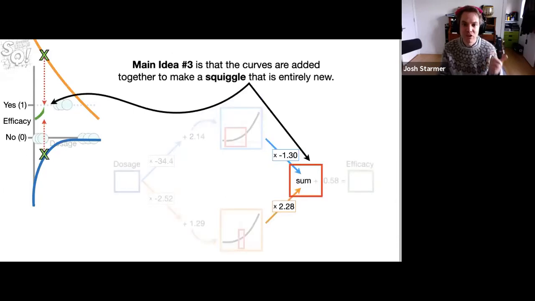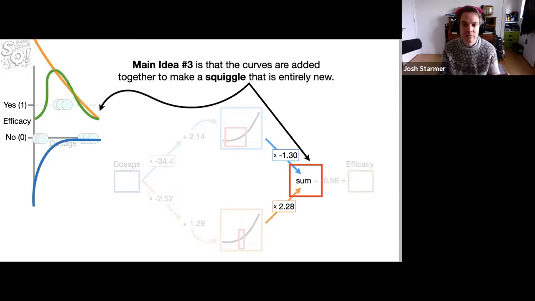Main idea number 3 is that the curves are added together to make a squiggle that is entirely new. So those are the 3 main ideas in neural networks. And when I try to make videos, a lot of people make fun of me because I say BAM a lot. Well, what I try to do is have a BAM, and that's one of the first exciting moments in the video because we've just covered a main idea.